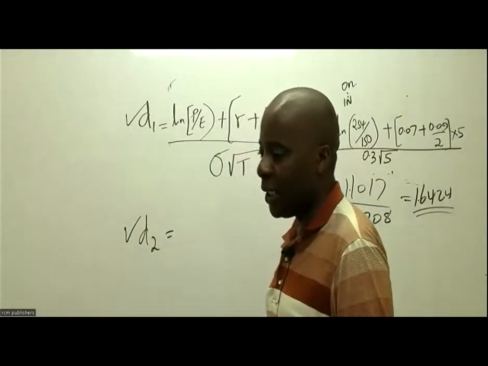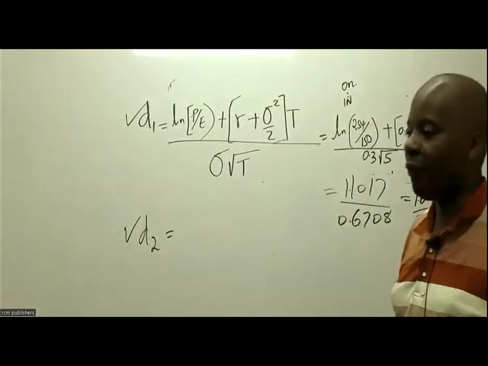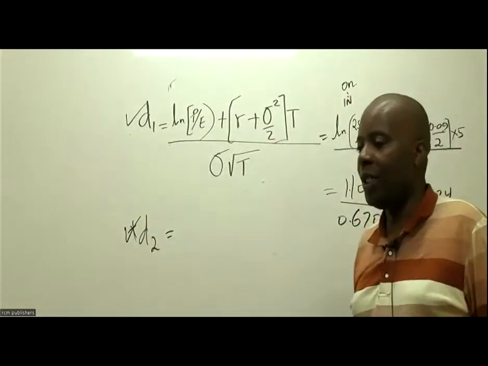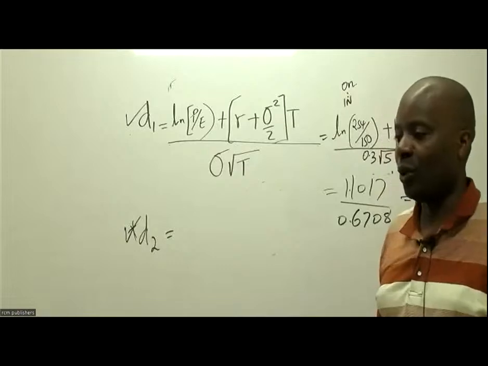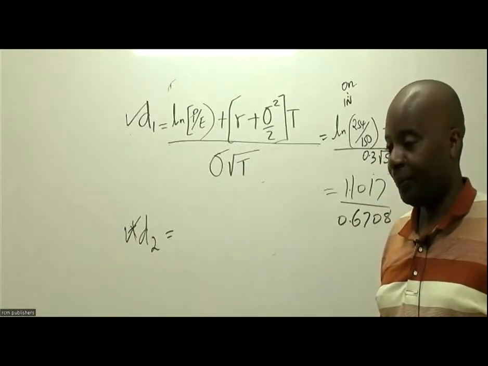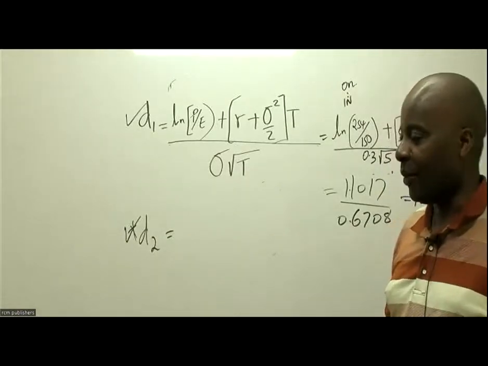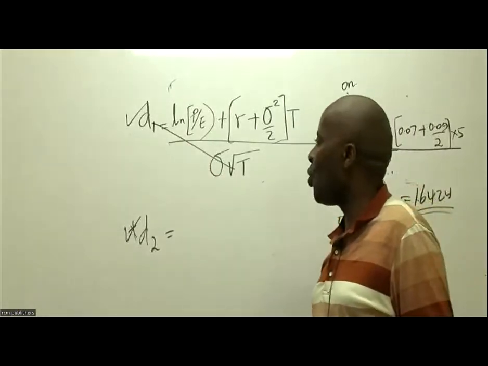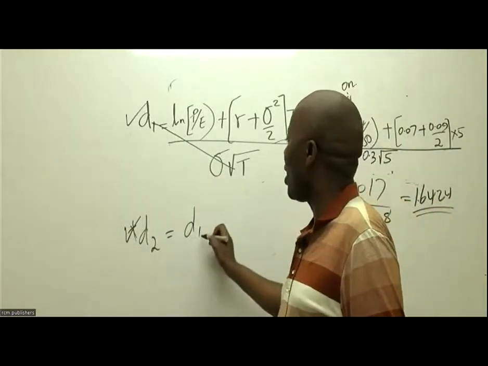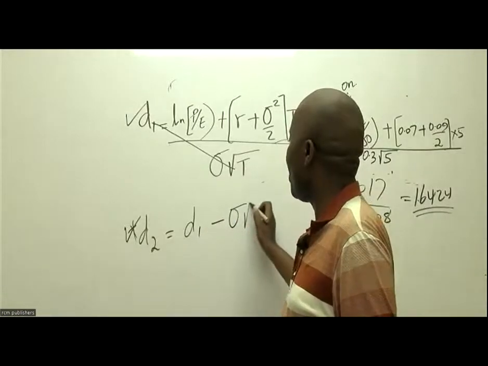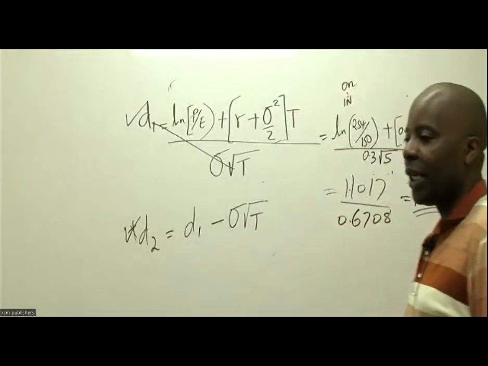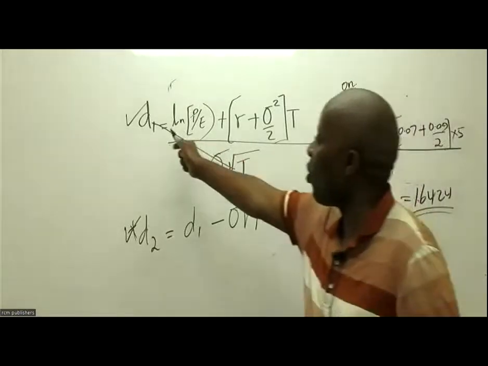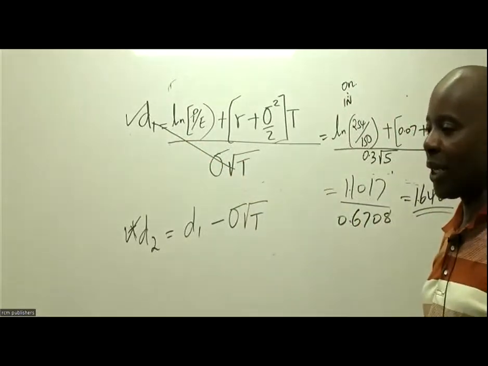Is there somebody who can remind us the formula of D2? How do we get D2? It will be this diagonal. So D2 equals D1 minus standard deviation times square root T, like that. Thank you so much. This diagonal is so important to us.